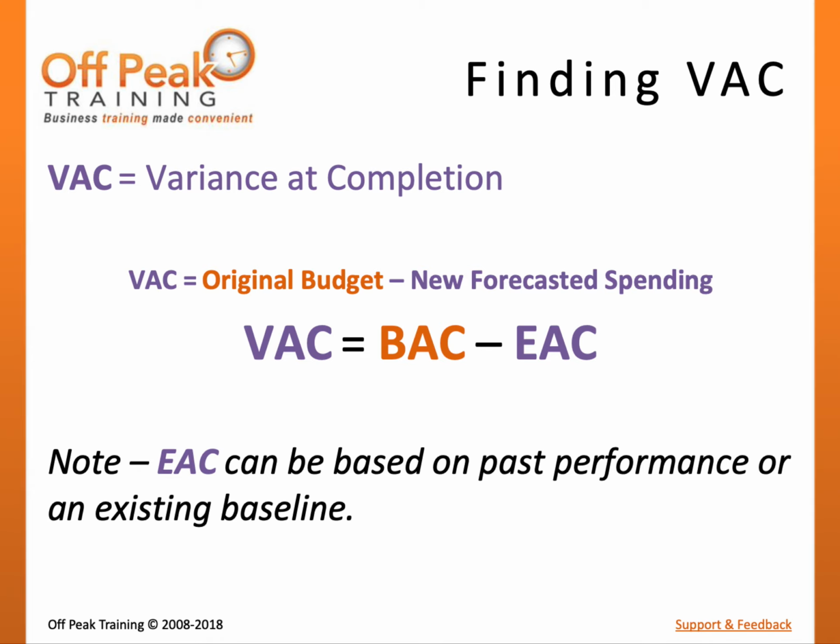Remember that we can forecast based on one of two different assumptions. For VAC, the formula is always the same, but the formula that we use to calculate EAC would be different. Unless you are told otherwise, you will forecast based on past performance using the first formula we learned. However, if you are asked to forecast with the assumption that future work will be at plan, then you must use the second formula we learned.